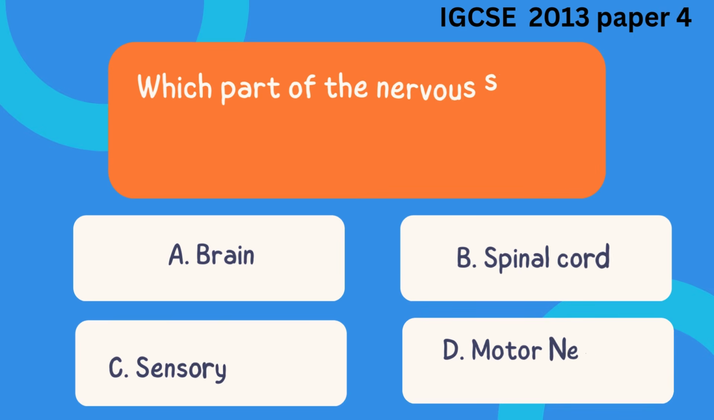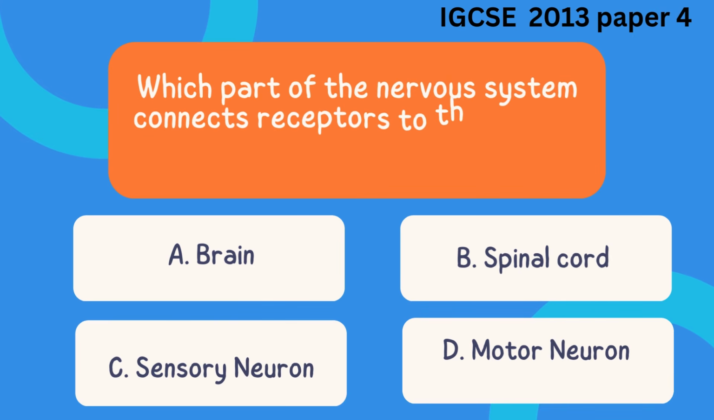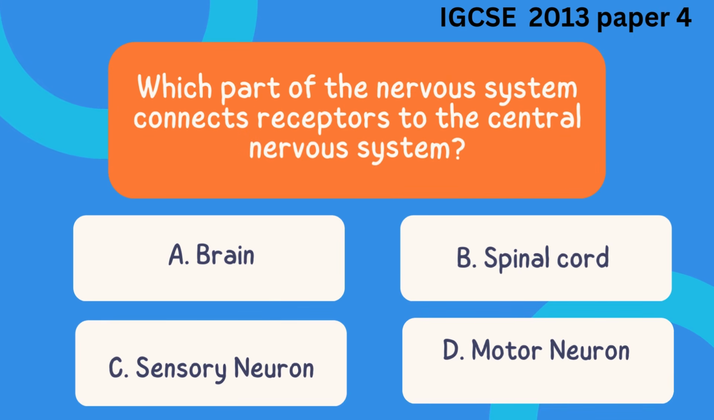The next question is from IGCSE paper 4, and it says, which part of the nervous system connects receptors to the central nervous system? A, brain, B, spinal cord, C, sensory neurons, and D, motor neurons. What do you think is the answer?